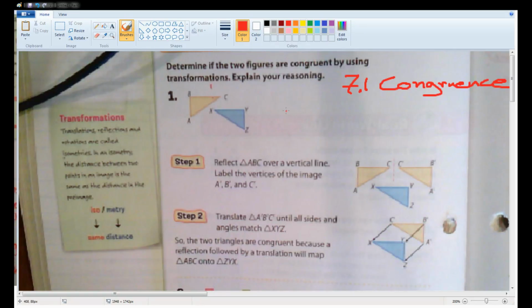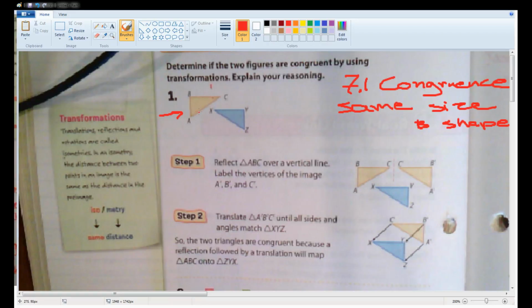First, in 7.1 congruence, we learn that two shapes are congruent when they are the exact same size and the same shape. So what that means is I should be able to take one shape like this triangle here and modify it in some way so that it flips over and can completely cover the other shape. So in this case, triangle ABC is congruent to triangle XYZ.